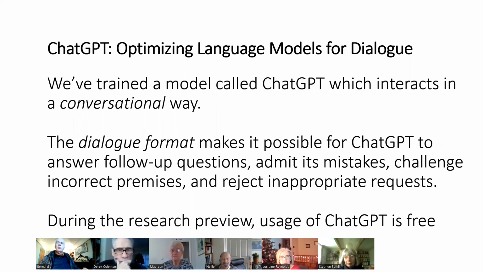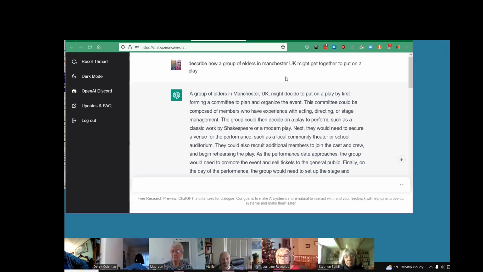And it also can use follow-up questions, admit its mistakes, challenge incorrect premises, and reject inappropriate requests. This is the first thing I put into it. And as you can see, if anybody's interested in doing it, all you need is chat.openai.com, go into it, set up an account, and you can do it yourself.